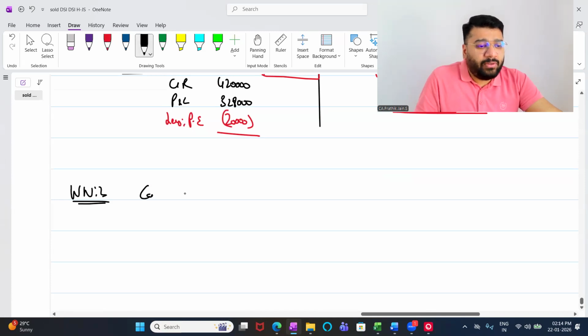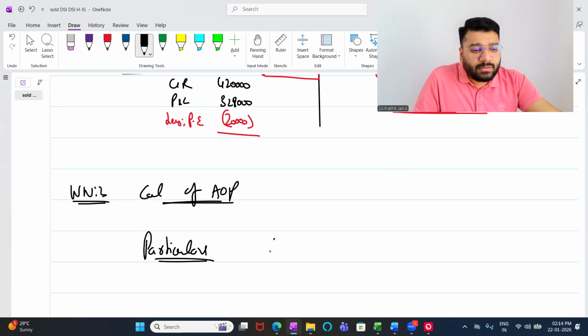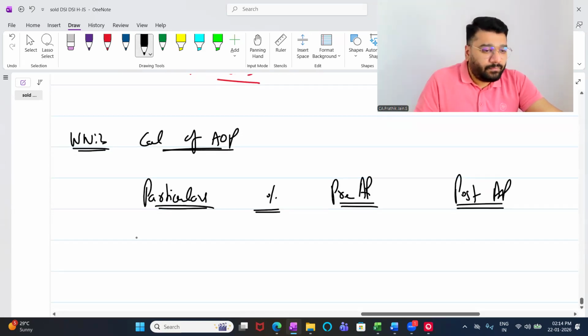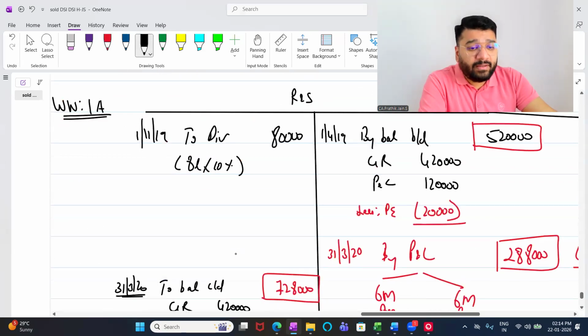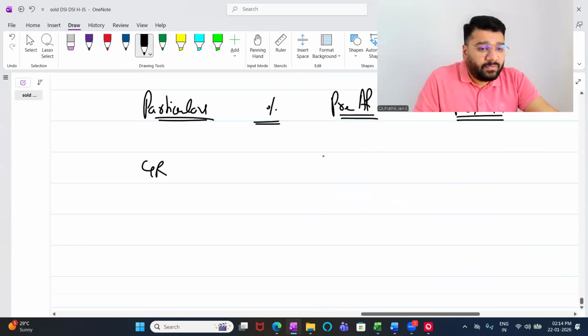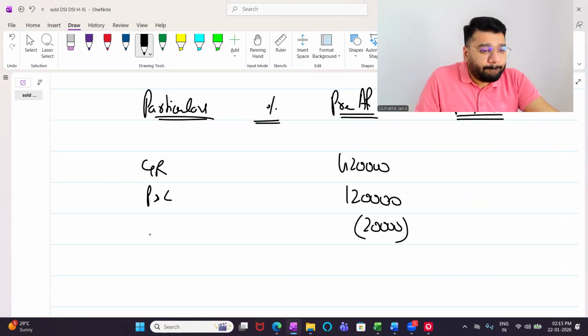Working note number 2, calculation of AOP. Particulars, percentage, pre-acquisition profit, post-acquisition profit. Opening balance of GR, how much? 420, 120, negative 20. This is opening data. With this, I have to add the current year's profit.